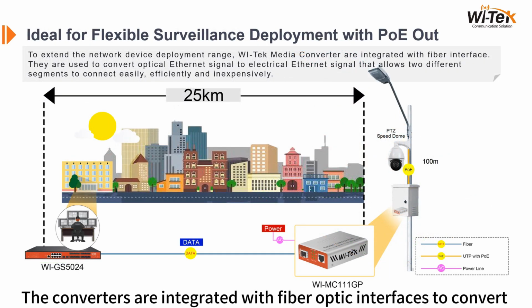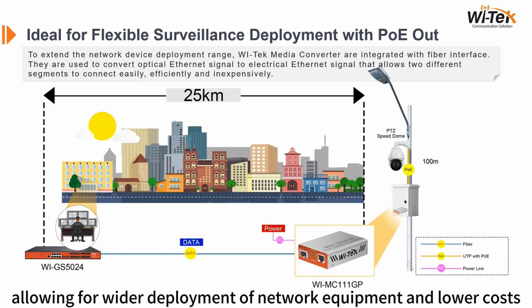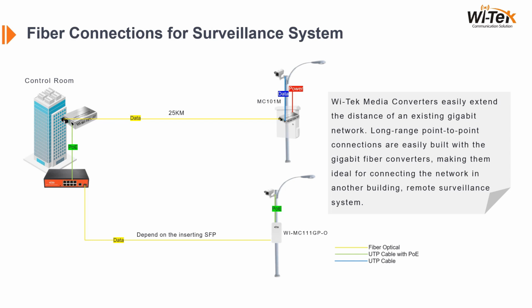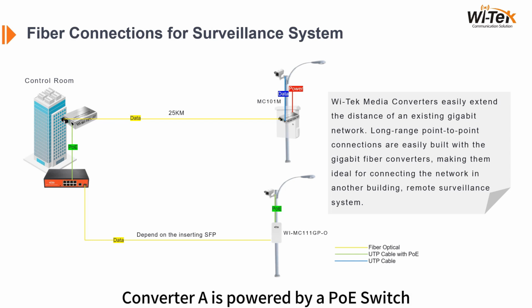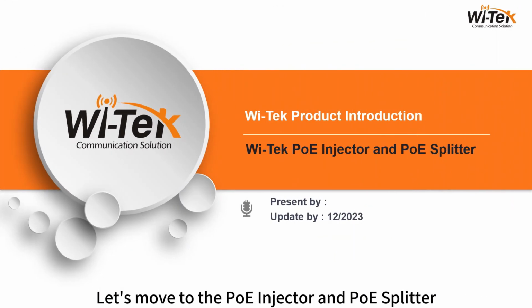The converters are integrated with fiber optic interfaces to convert fiber optic Ethernet signals to electrical Ethernet signals, allowing for wider deployment of network equipment and lower costs. In this scenario, we use a pair of converters to enable remote fiber optic connections. Converter A is powered by a PoE switch, and Converter B is powered by DC and transmits data to the IPC. Let's move to the PoE Injector and PoE Splitter.